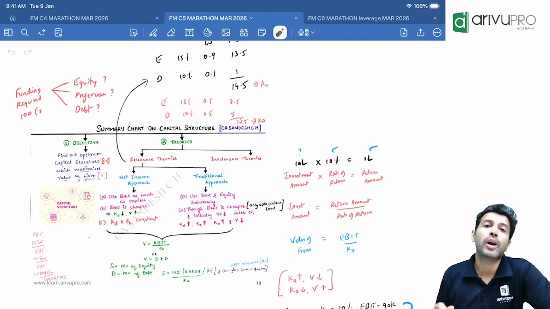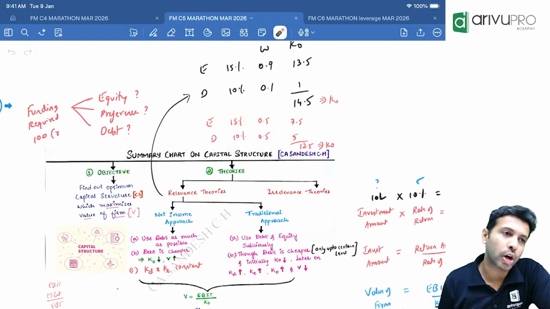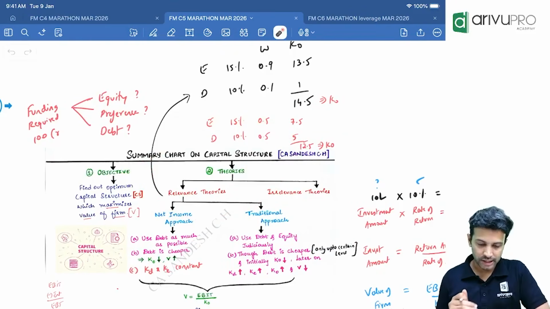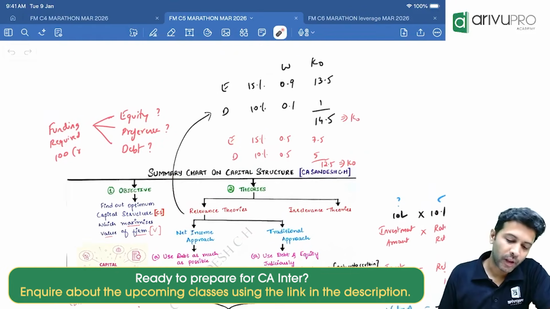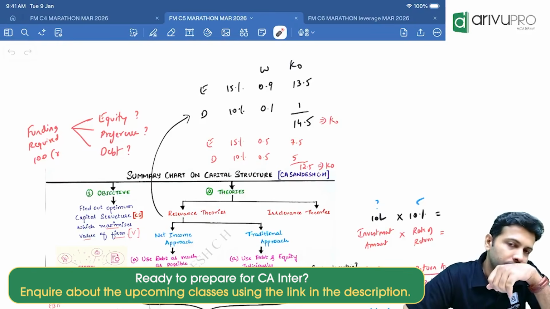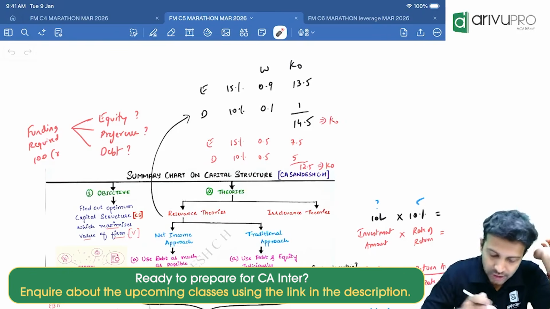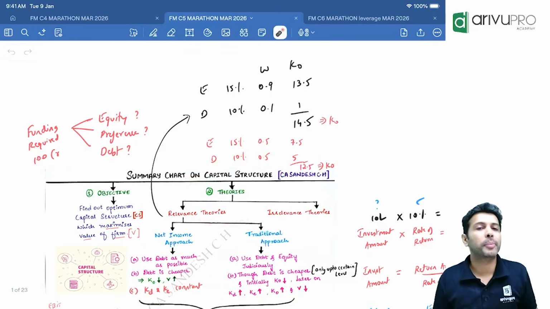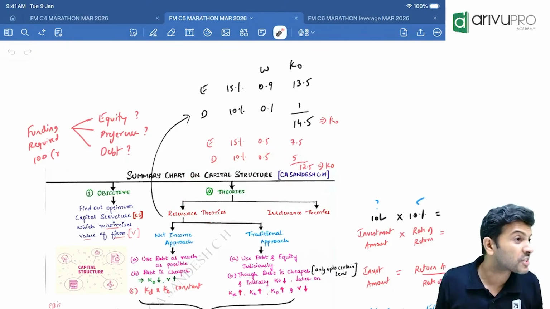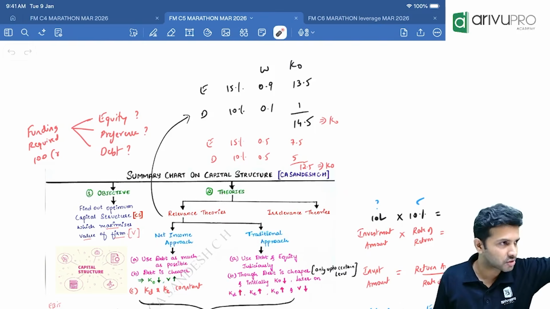Hello people, so now let's quickly revise the capital structure topic, continuing in our marathon series. Now, in the previous topic, cost of capital, what was our objective? To find each source of capital's cost. In the capital structure topic, our objective is to decide from which source of finance we should raise the money. Now each source's cost, cost of equity, cost of debt, everything you know.